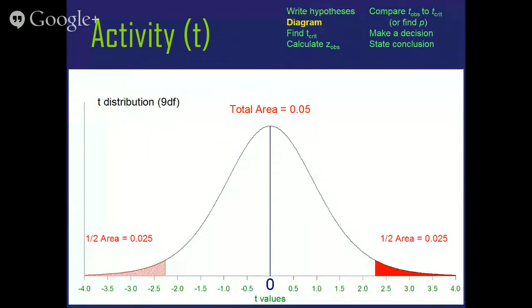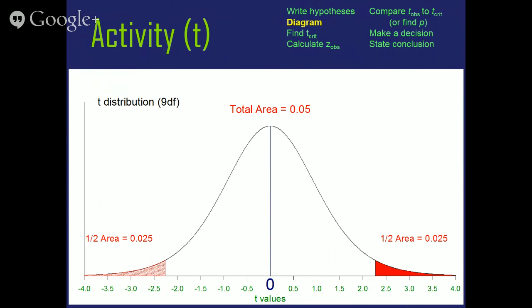And we draw our diagram, which is the same as before, but it's a good idea to write t and the number of degrees of freedom. The way the t distribution works is actually there's an infinite number of t distributions, although only the first 100 or so matter. There's a different t distribution for each degrees of freedom. Degrees of freedom is n minus 1.